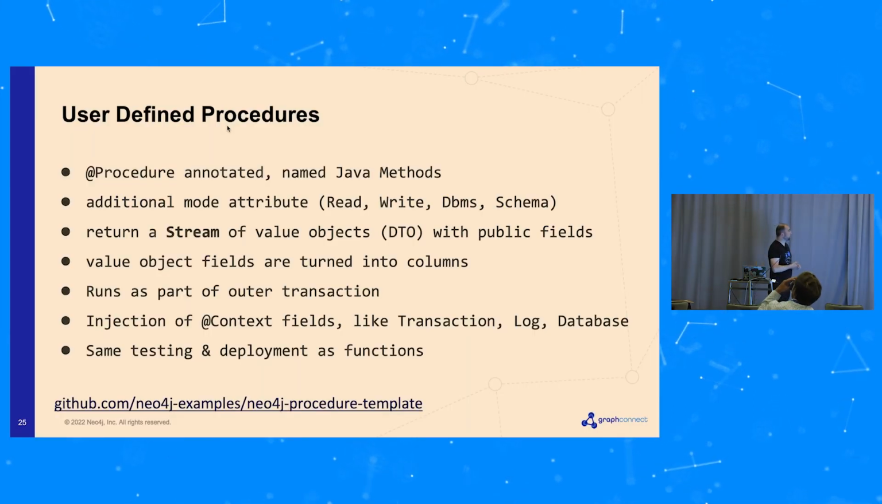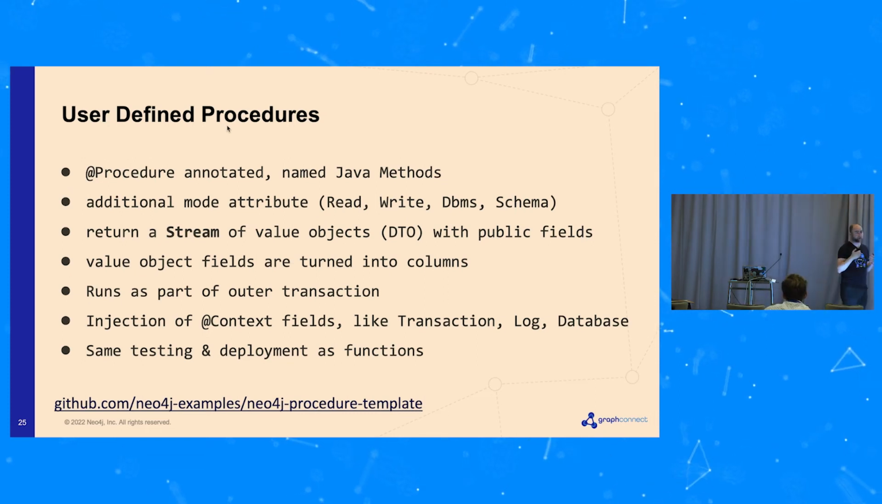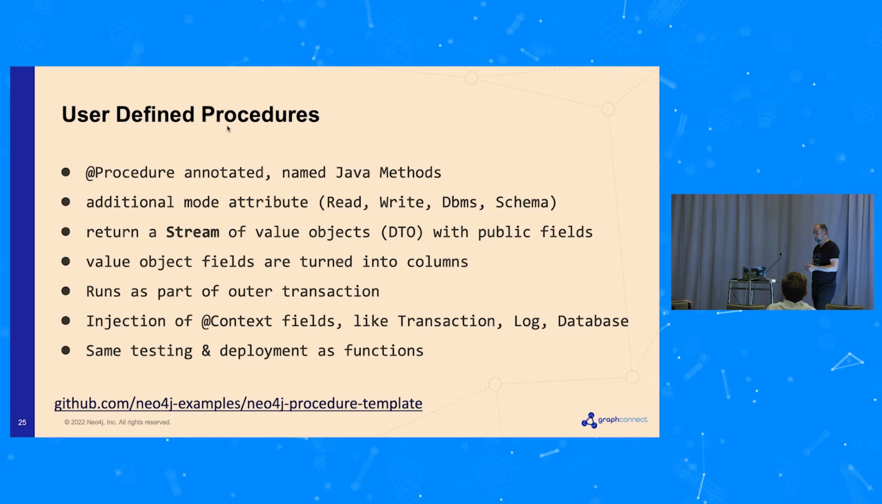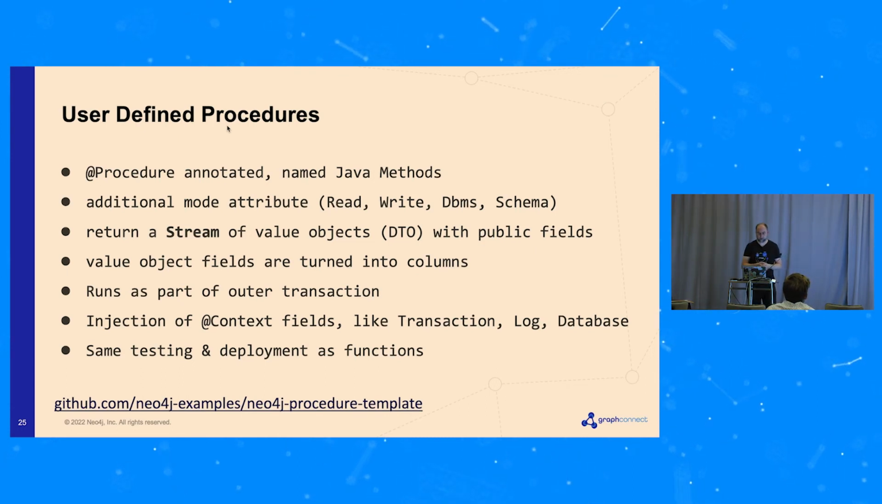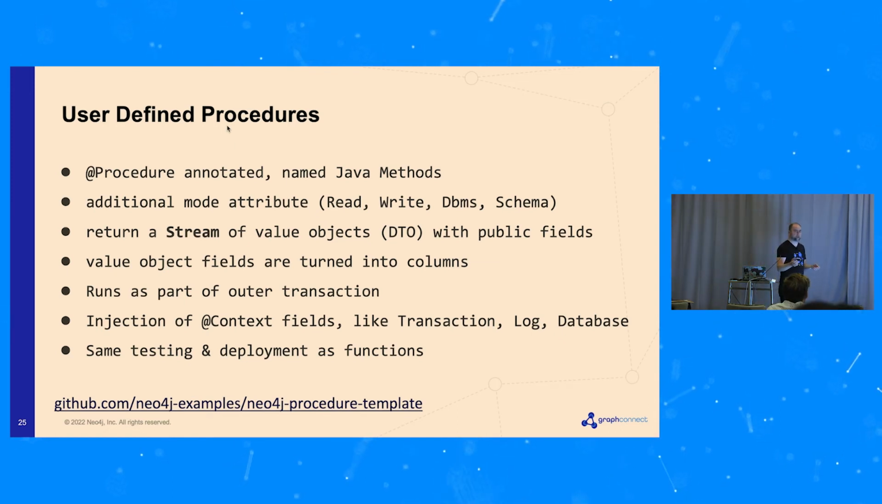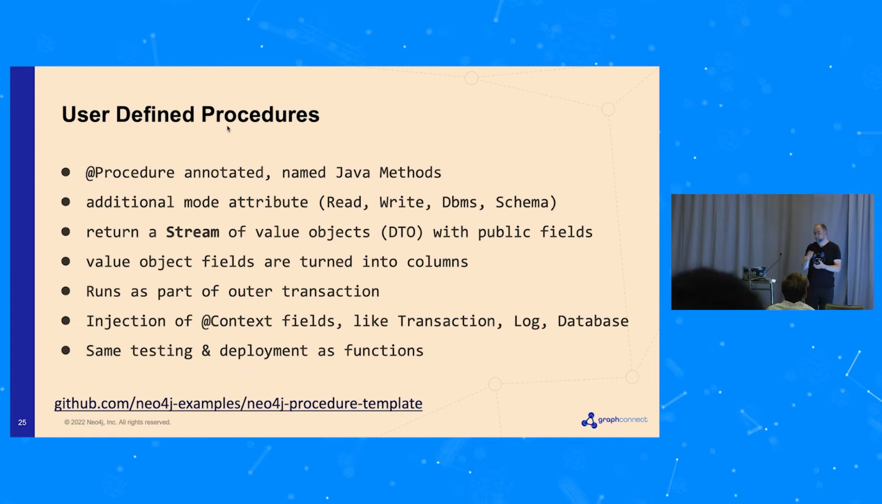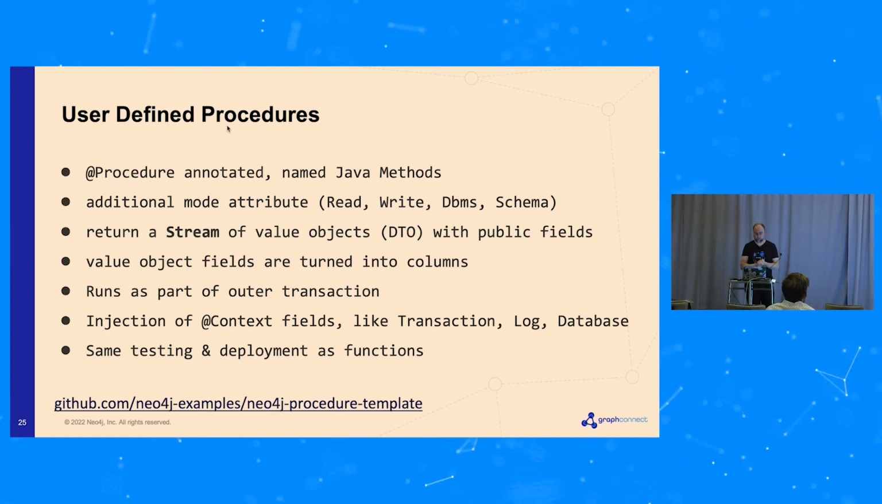For procedures, it's very similar. The main differences are that procedures can read and write to the database, and that they return a stream of data to the client. And this stream of data is actually value objects, so you have objects with public fields, and they are used as DTOs, and you return them to the client.